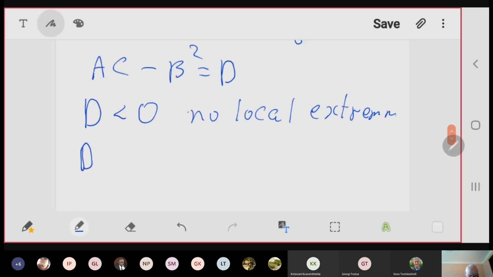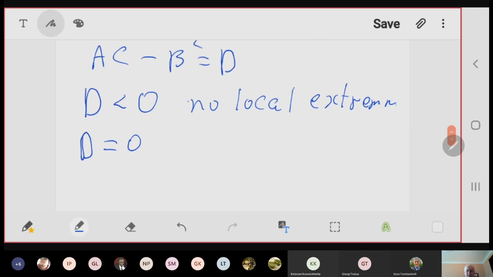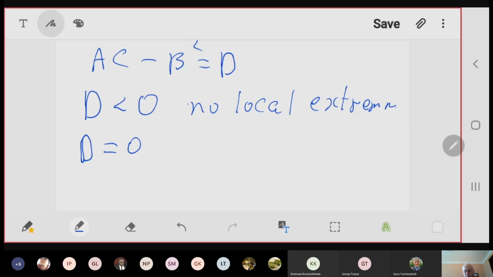If D equals 0, it means we can't determine whether this point is a point of local maximum or a point of local minimum. So also in this case, our problem is finished. You can write down the answer: test failed. We don't know whether there is a local minimum or local maximum.